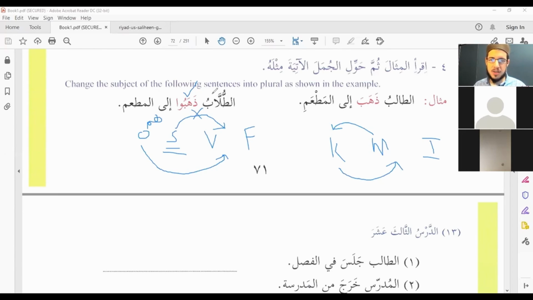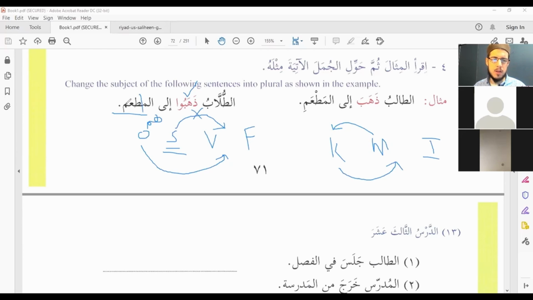Any other questions, comments about syntax, jumla ismiya, jumla fi'liya? Here, we're using jumla ismiya. It's mubtada khabar, and that's how they get away with asking you to conjugate the verb in the past tense for the plural form, right? ذهب, ذهبوا. So that's what you're going to do here: الطالب ذهب إلى المطعم, الطلاب ذهبوا إلى المطعم. And مطعم is the cafeteria. I think we talked about that before.